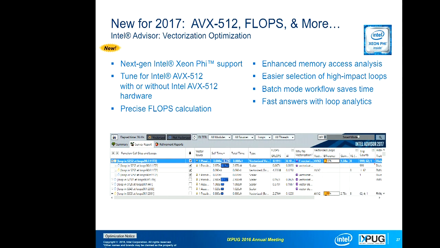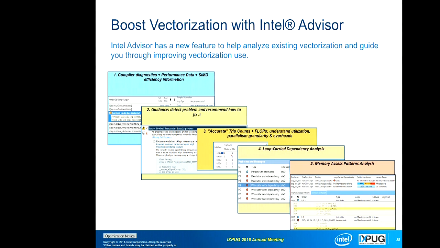We've improved the workflow such that now you can do this more easily and more efficiently. And the loop analytics have been improved to give you better answers. So the process for Advisor, you're going to start off by taking the compiler diagnostics out of the Intel compiler, turn on your optimization report, and we can see what was vectorized, what wasn't, and why does the compiler say it wasn't vectorized.